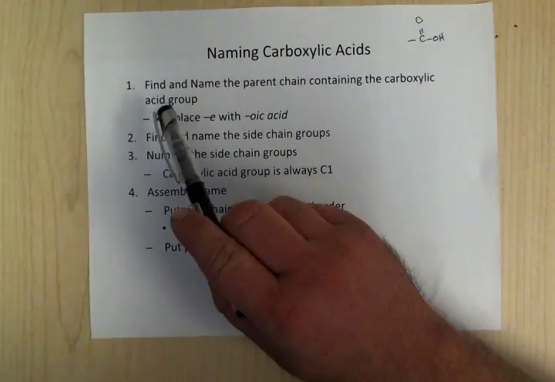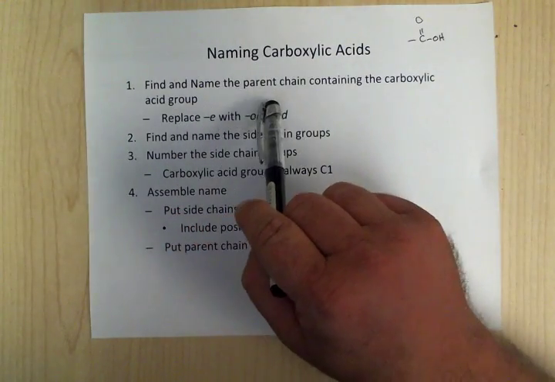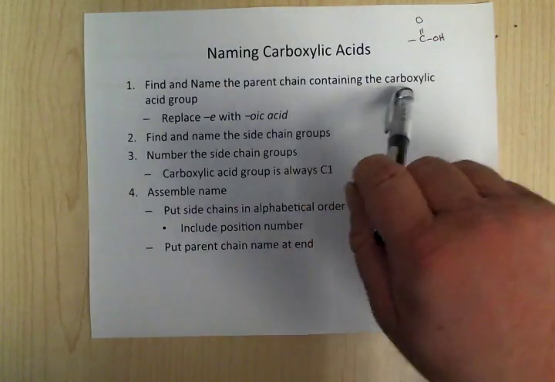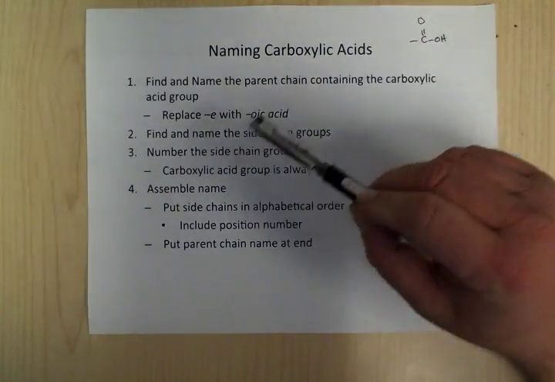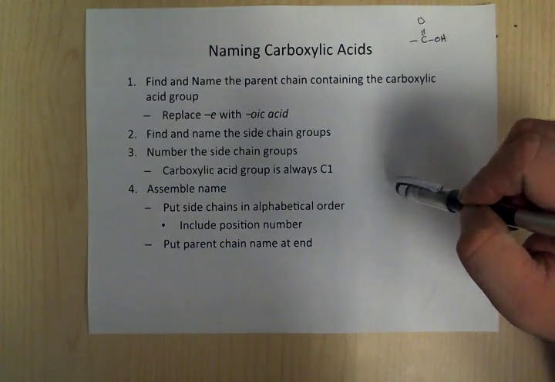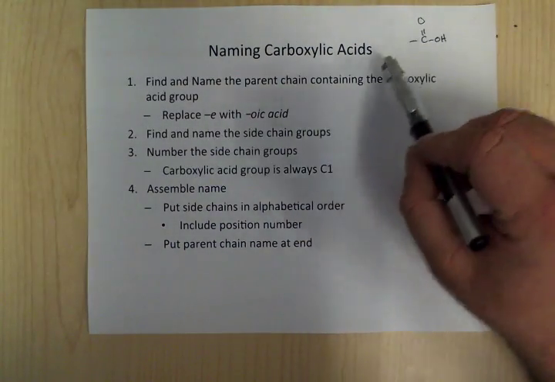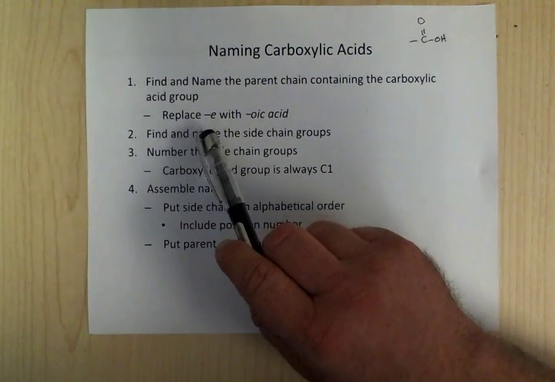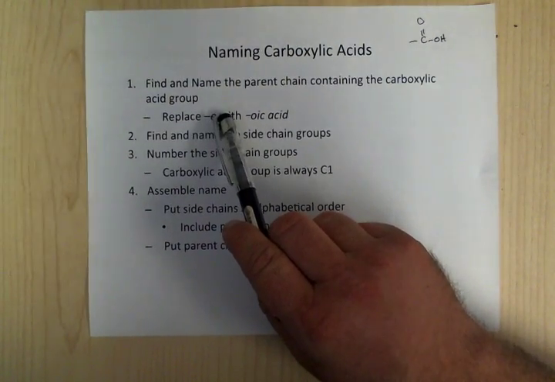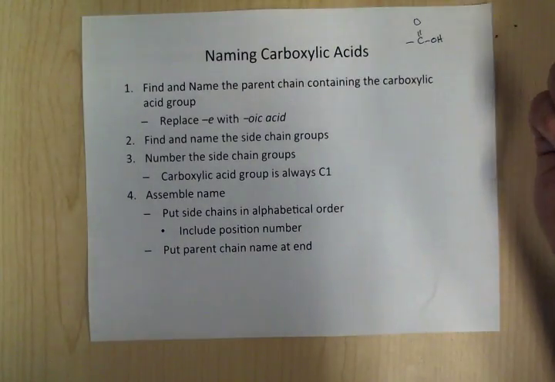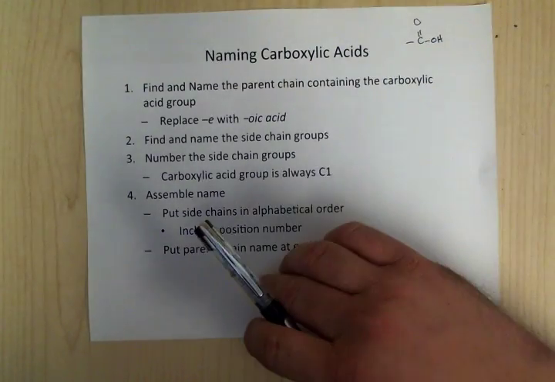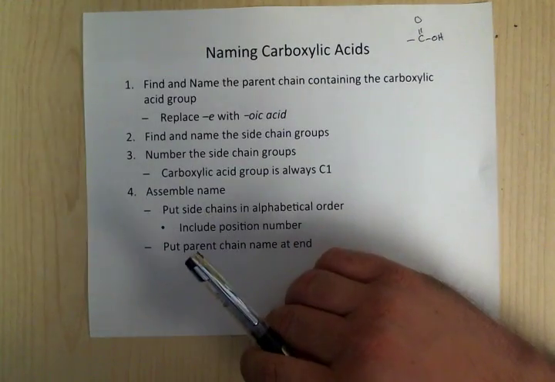Okay, so you're going to find and name the longest carbon stretch that contains the carboxylic acid group. If it doesn't have that carboxylic acid in it, it doesn't matter. After you find that, you take the base name, replace the E at the end and add the suffix oic acid. So if it's 5 carbons long, it would be pentane, and then you would convert that into pentanoic acid.